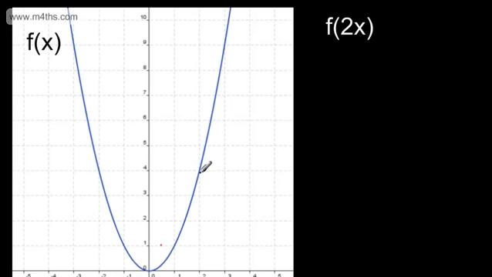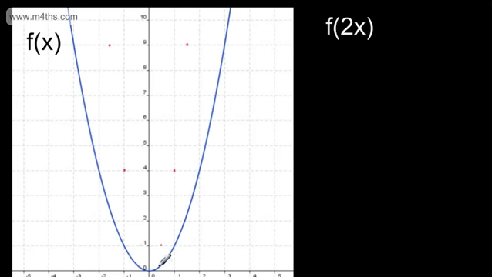It's often easier to pick the nice numbers. So this point has gone from (2, 4), and that will go to (1, 4). And then this point right here, which is (3, 9), will go to (3/2, 9), or (1.5, 9). So all we've done now is divide the x coordinates by 2.